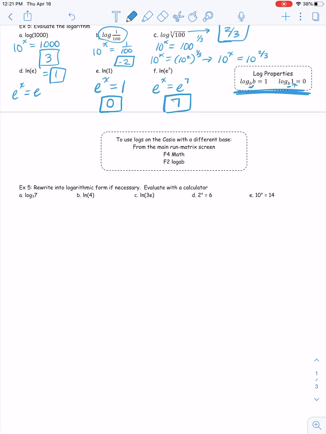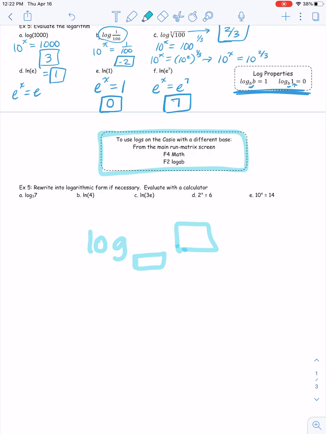So on the Casio, notice here it says to use logs on the Casio with a different base, so a base that is not 10, you can go to your main or run matrix screen. If you click on F4, math, if you go to F2, which is log AB, you will see on your screen it kind of gives you that option of what to put in for your base and what to put in for your argument. The subscript is your base and the number is your argument.